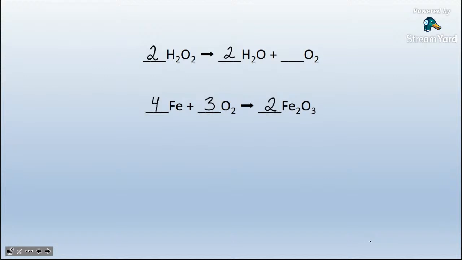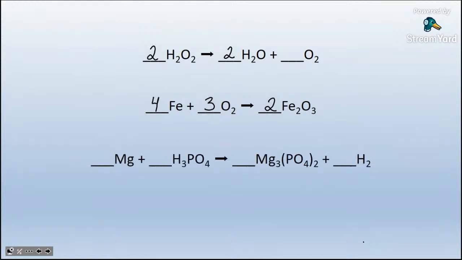Let's take a look at another example. So this one a little more complex. Now I'm dealing with a polyatomic ion, that PO4, that phosphate group within parentheses. But I'm going to show you something that we can do to kind of shortcut it. But I'm going to start out with magnesium first. I note that I start with just 1 magnesium, but I end with 3. So I want to change the coefficient in front of magnesium to a 3.